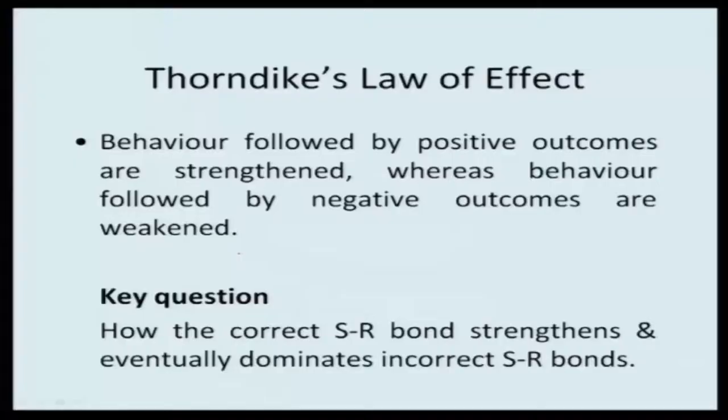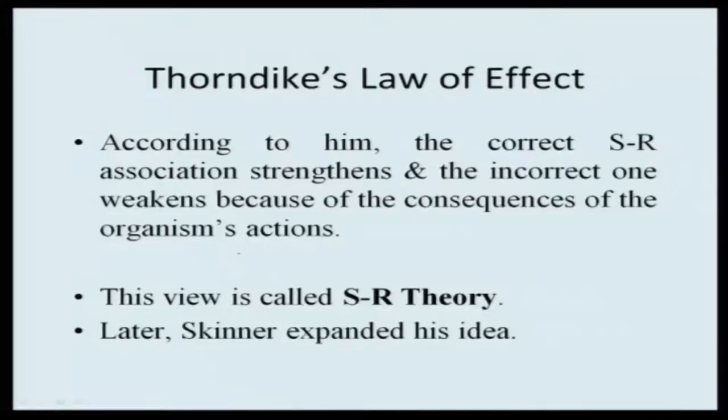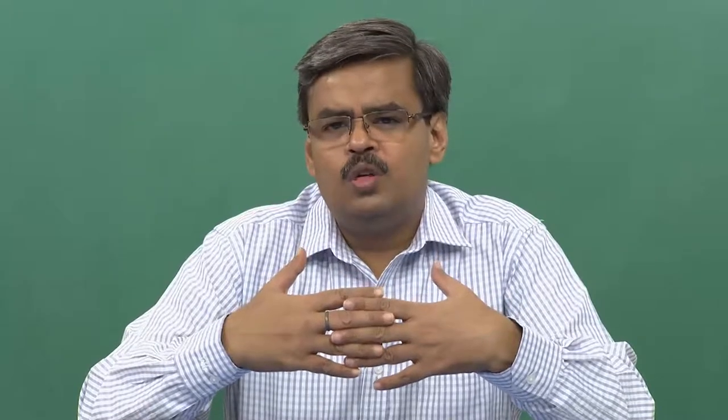So, a stimulus response association will be formed. If I have learnt an incorrect association, how does the correction take place? Now, according to Thorndike, the correct stimulus response association actually strengthens, and the incorrect ones become weaker and weaker because of the consequence of the action. So, if I have not learnt how to respond appropriately in a given situation, every time I repeat my inappropriate behavior, I do not receive a positive feedback from the environment.